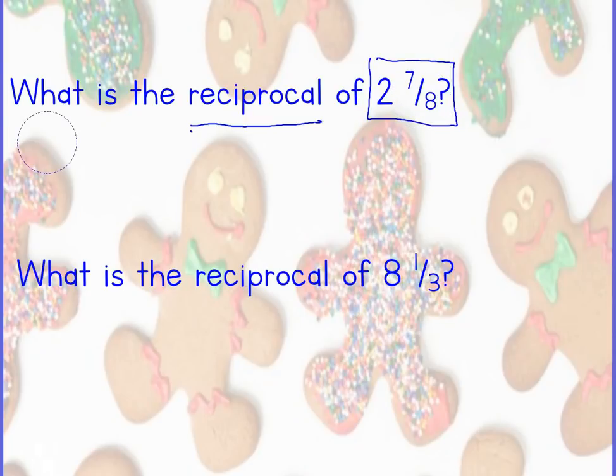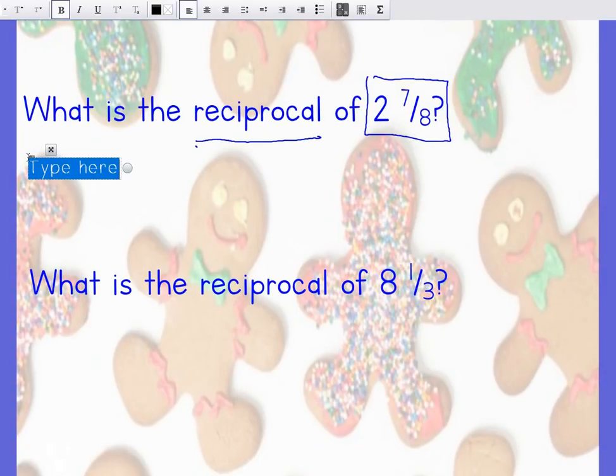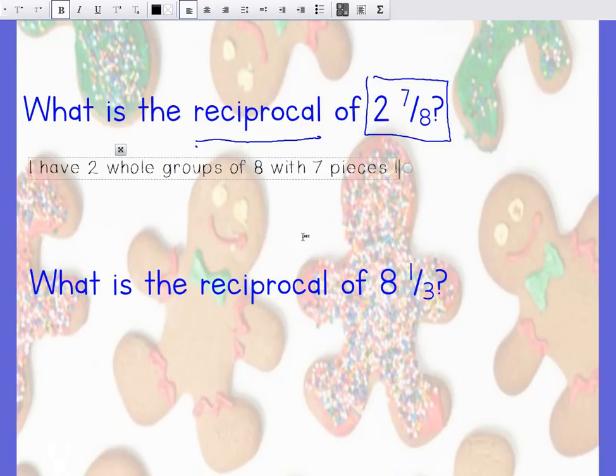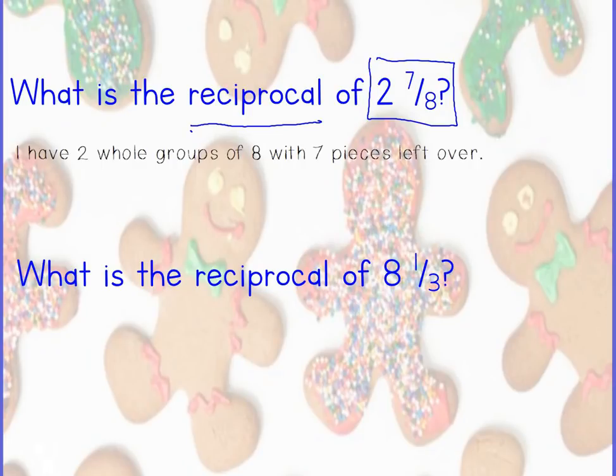Again, we need to also remember that what this fraction means is that I have two whole groups of 8, because 8 is the denominator and it tells us how many we need to make a whole group. And in this case I need 8, and I have two whole groups of those 8. So I have two whole groups of 8 with 7 pieces left over. All right, and this helps us when we're converting between mixed numbers and improper fractions. And I do want you to write that down for me, okay?